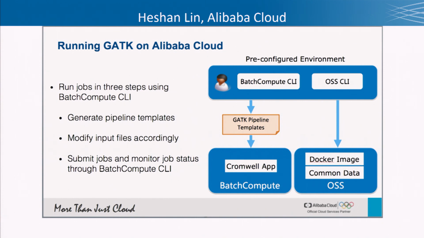It takes three simple steps to run a GATK pipeline with the batch compute CLI. First, you can use the CLI to generate a pre-configured GATK pipeline template, which is defined in WDL as distributed by Broad, but with runtime attributes tailored for the Ali Cloud environment. Then you can specify the input data by modifying the input section of the WDL. And finally, you can use a simple command from the CLI to run the script and submit the jobs to the batch compute.